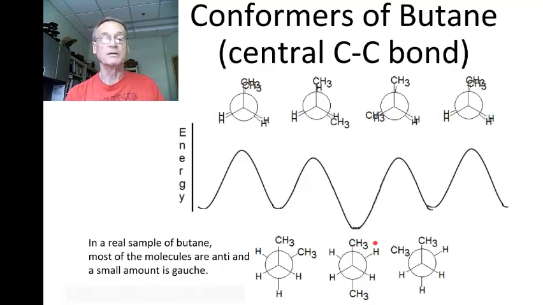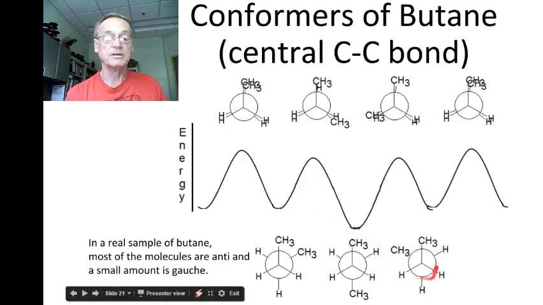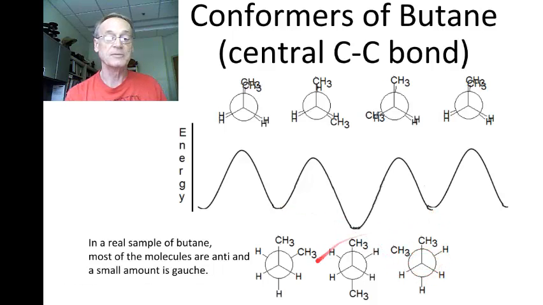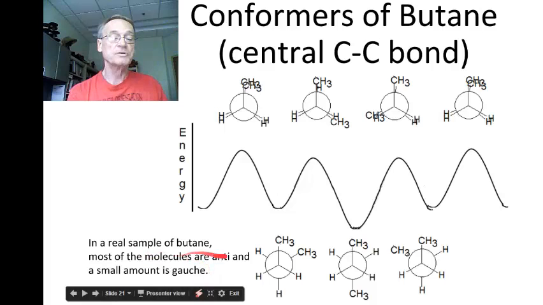Which one would we expect to be higher in energy? Obviously the gauche one, because the two bulky methyl groups are closer together here than they are here, so that's a little bit lower in energy than that. And again, notice that this gauche conformation is the same as this gauche conformation, so the two energies are the same as each other. In a real sample of butane, most of the molecules are in these conformations right here.